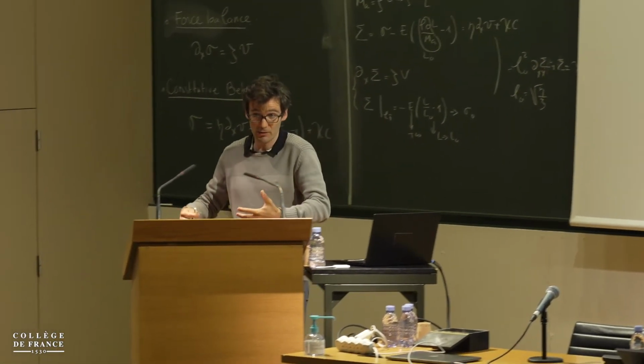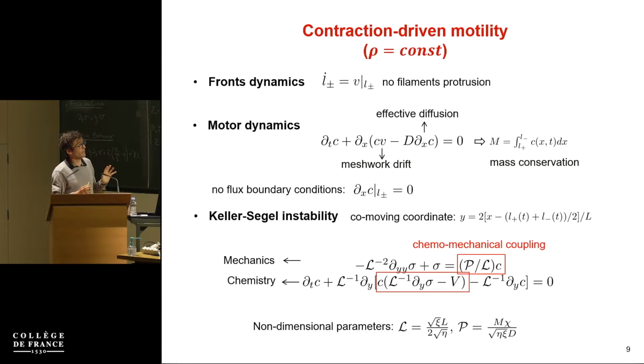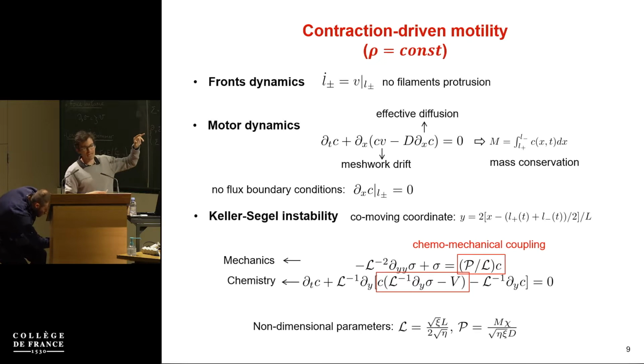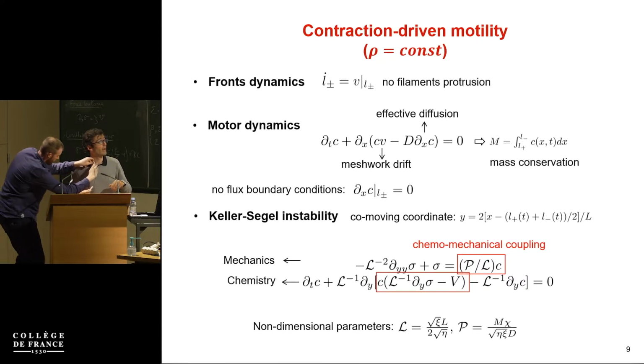And now you have to say something about the motor dynamics. And what I say here is just that they have a drift diffusion dynamic. The drift is coming from the fact that these motors are advected with the meshwork, so as they cross-link the meshwork filaments. And the diffusion is coming from the fact that the motors attach and detach from the filaments.